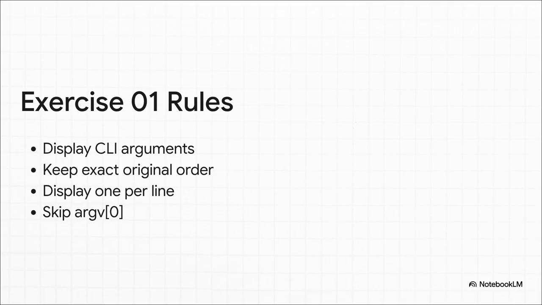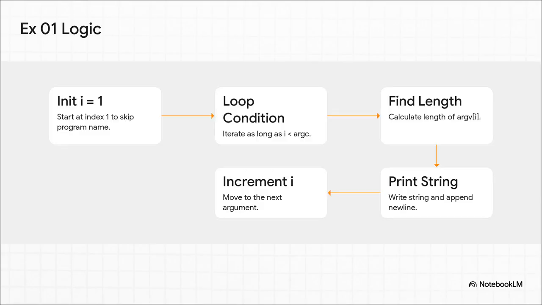You've got to display all the arguments in their exact original order with a new line after each one. But here's the catch. You must absolutely skip the program name at index 0. If your program prints ./a.out along with the arguments, the automated tests are going to fail you instantly. Here's my tip for your logic breakdown.